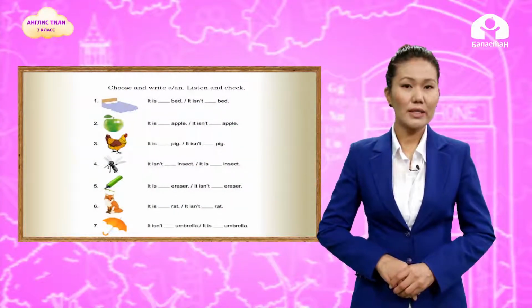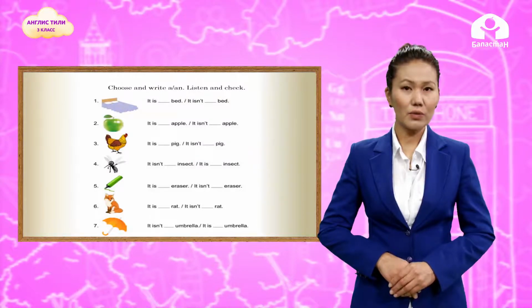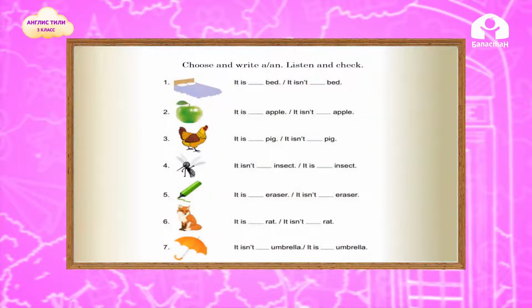Now, children, look at the picture in your book, page 101. Choose and write a, an. Picture number one. It is a bat. Picture number two. It is an apple. Picture number three. It is a pig. Picture number four. It is an insect. Picture number five. It isn't an eraser. Picture number six. It isn't a rat. Picture number seven. It is an umbrella.